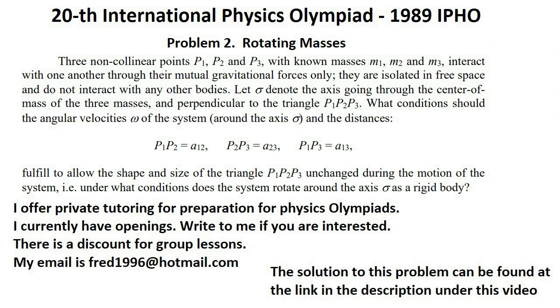What conditions should the angular velocity omega of the system, around the axis sigma, and the distances P1P2 equals a12, P2P3 equals a23, P1P3 equals a13, fulfill to allow the shape and size of the triangle P1P2P3 to remain unchanged during the motion of the system? That is, under what conditions does the system rotate around the axis sigma as a rigid body?